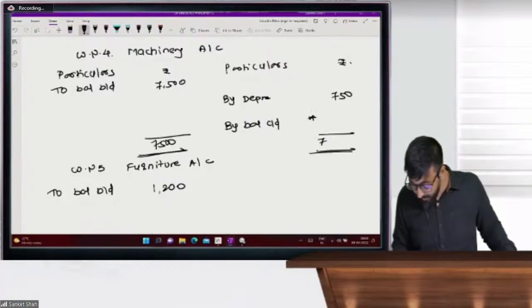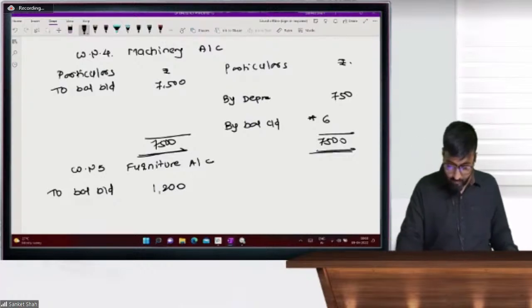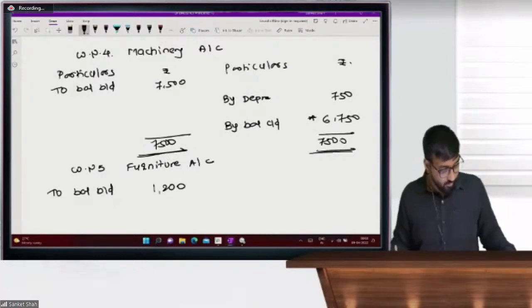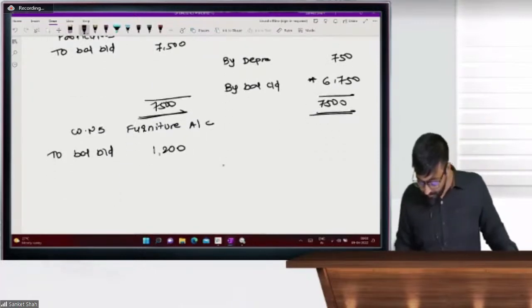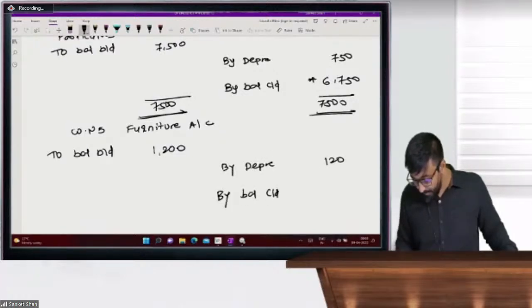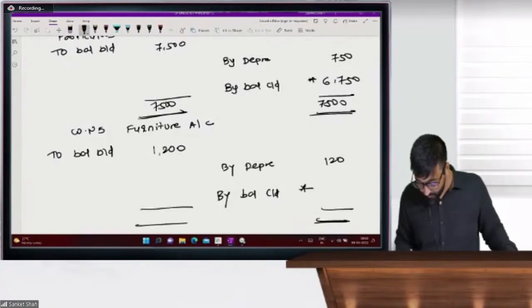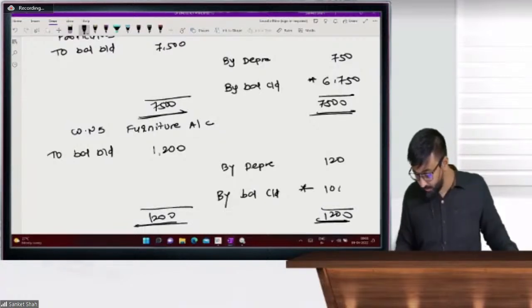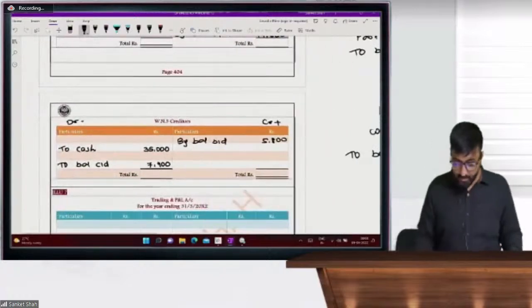Yes, tell me beta. 6, minus it. 6,750. And similarly by depreciation 120, and by balance carried down. Line by line, line by line. 1,080. So depreciation, second effect.